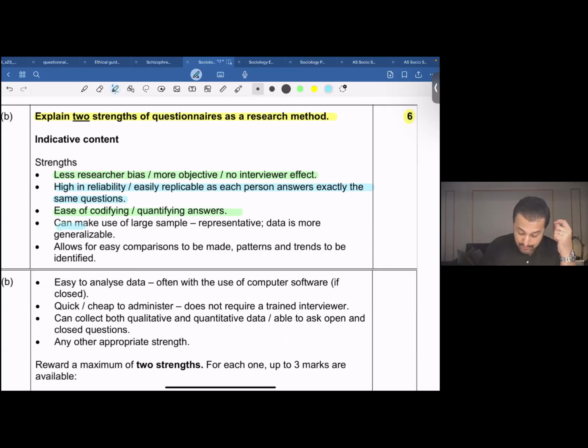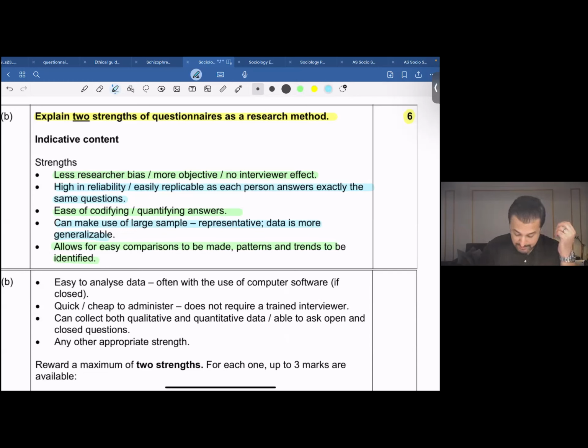The fourth point, it can make use of large samples. Representative data is more generalizable. Again, questionnaires are easy to distribute. You could get 1,000 questionnaires filled in a day, maybe, right? So you'd be able to gather data from a larger sample. That makes your sample more representative, which eventually leads to generalizable findings. Number five, it allows for easy comparisons to be made, patterns and trends to be identified. Of course, if you are using coding and collecting quantitative data, it is always easier when it comes to making comparisons, identifying patterns, predicting trends, and so forth.